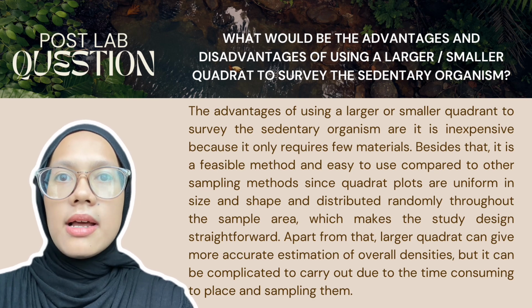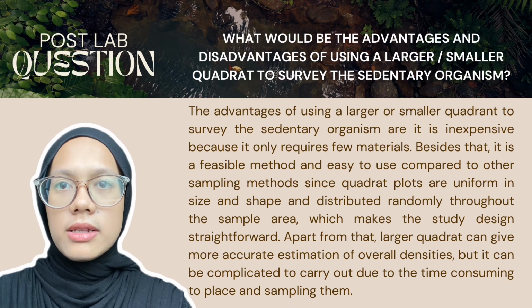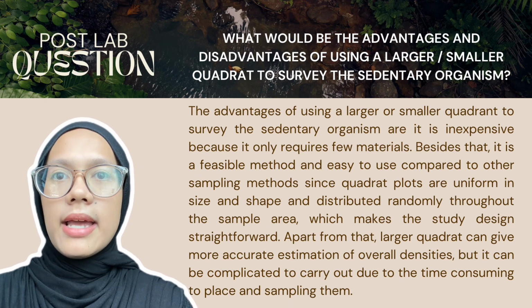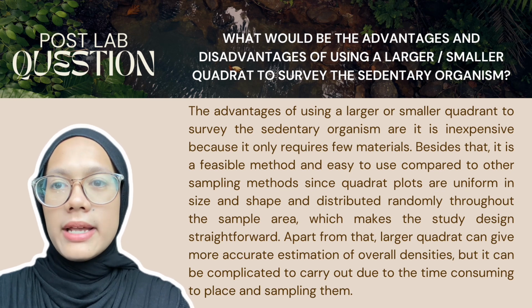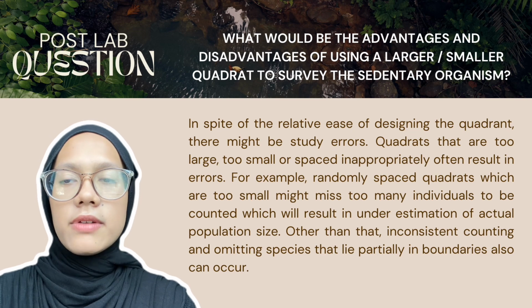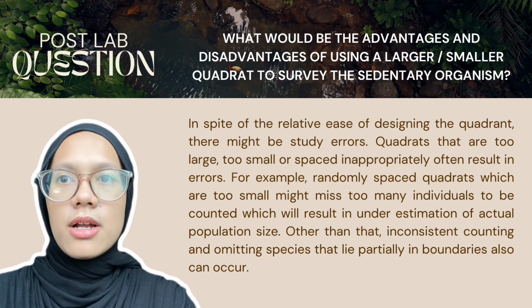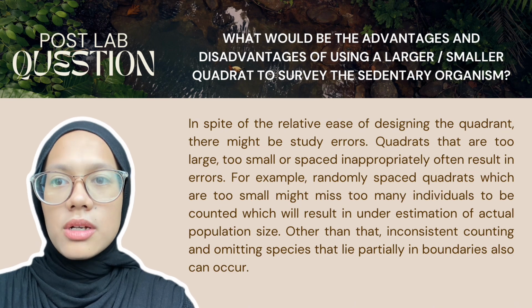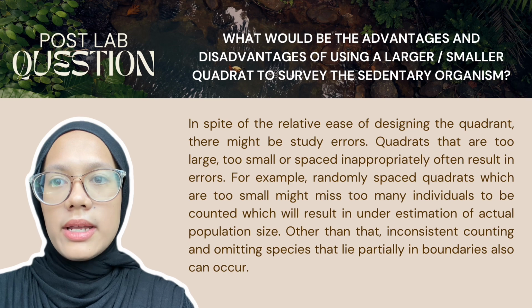Apart from that, a larger quadrant can give a more accurate estimation of overall densities, but it can be complicated to carry out due to the time consuming placement and sampling. For these advantages, in spite of the relative ease of designing the quadrant, there might be study errors. Quadrants that are too large, too small, or spaced inappropriately often result in errors.